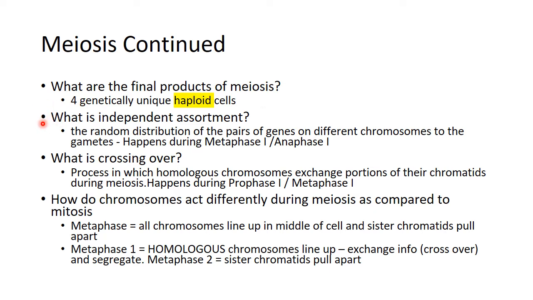What is independent assortment? Well, it's basically the random distribution of pairs of genes on different chromosomes to the gametes. Basically, we get to move the chromosomes however they want, left side, right side, and it doesn't matter what other chromosomes do. They each get their own choice. Now, for all of our examples we've been talking about, we've only been looking at 2, 3, maybe 4 chromosomes.